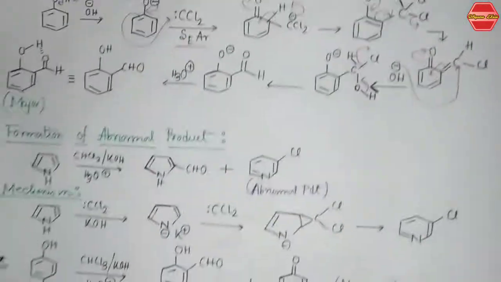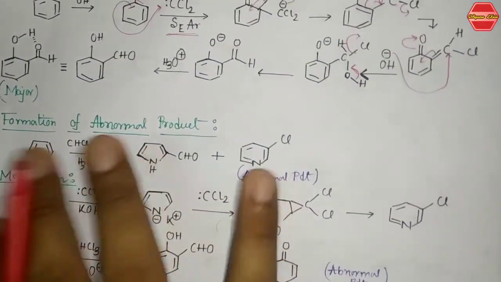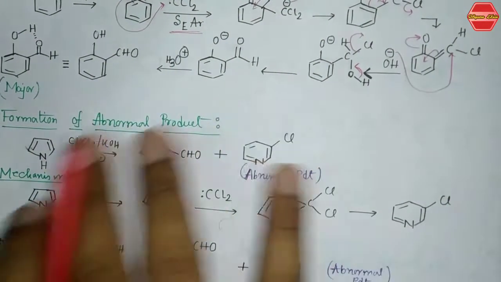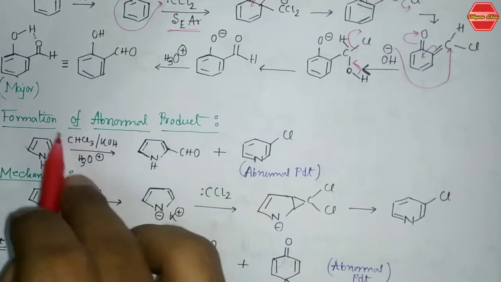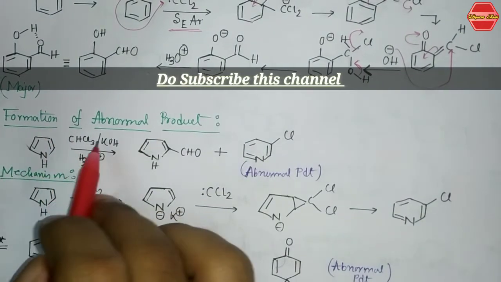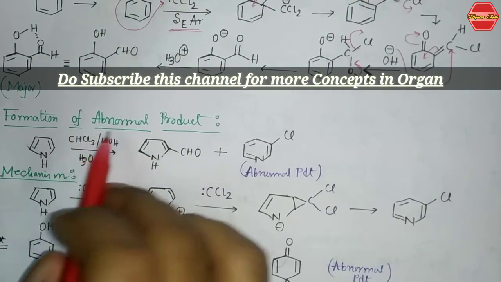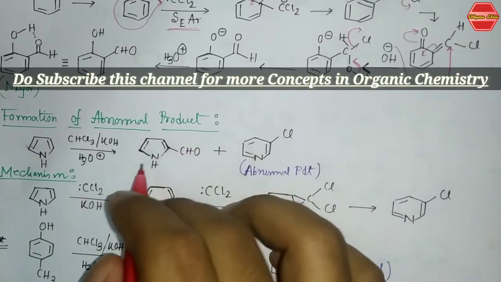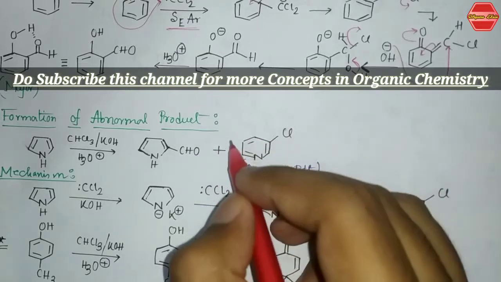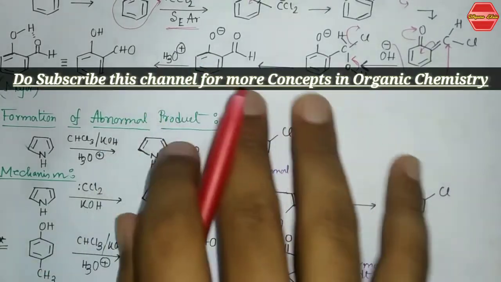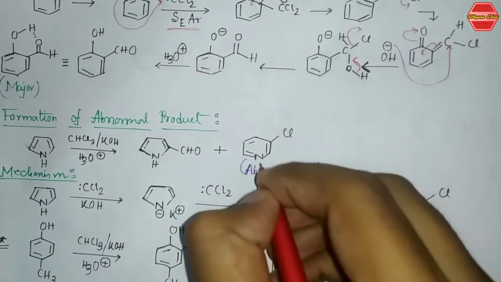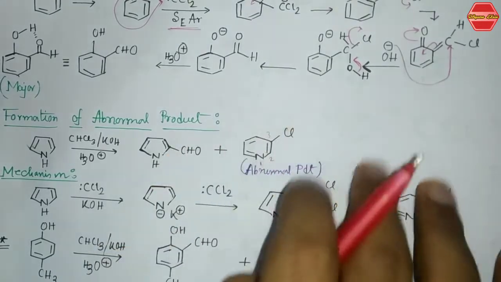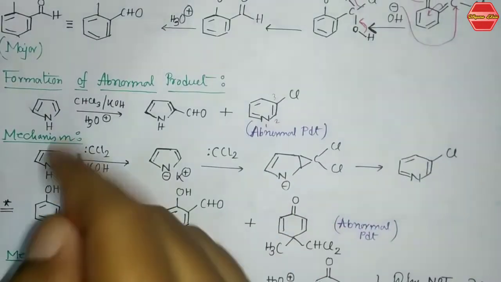So see the next abnormal product for this reaction. Now what is the abnormal product? Why am I saying it's an abnormal product? See that when we are using this pyrrole and this kind of reagent, that is chloroform and KOH, we are getting this product as the major one, but as a side product we are also getting this kind of product. Now this is your 1, 2, 3, that is your 3-chloropyridine. Now how are we getting this product? See first the mechanism for it.